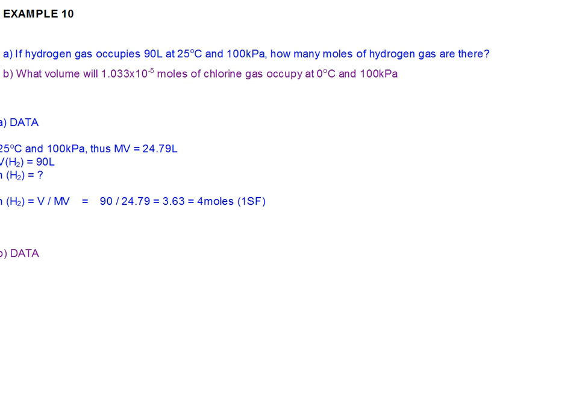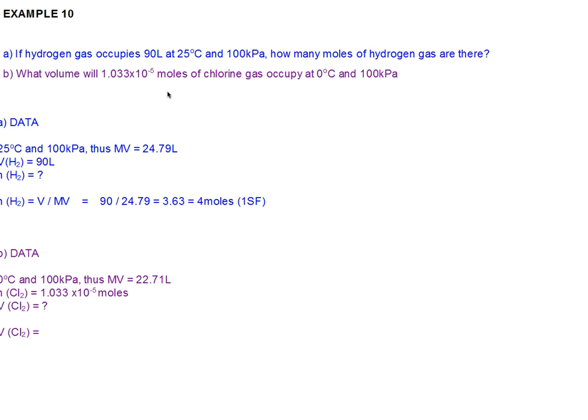Looking at B, what's my data for B? Well, the first thing I've been told at 0 degrees and 100 kilopascals, you should look at your data sheet now to see if you can find what volume that is. So pause it and find it, please. Okay, you should have found that 22.71 litres is the molar volume at 0 degrees and 100 kilopascals. Now what else do we know? We've been told the moles of chlorine gas, 1.033 by 10 to the minus 5.